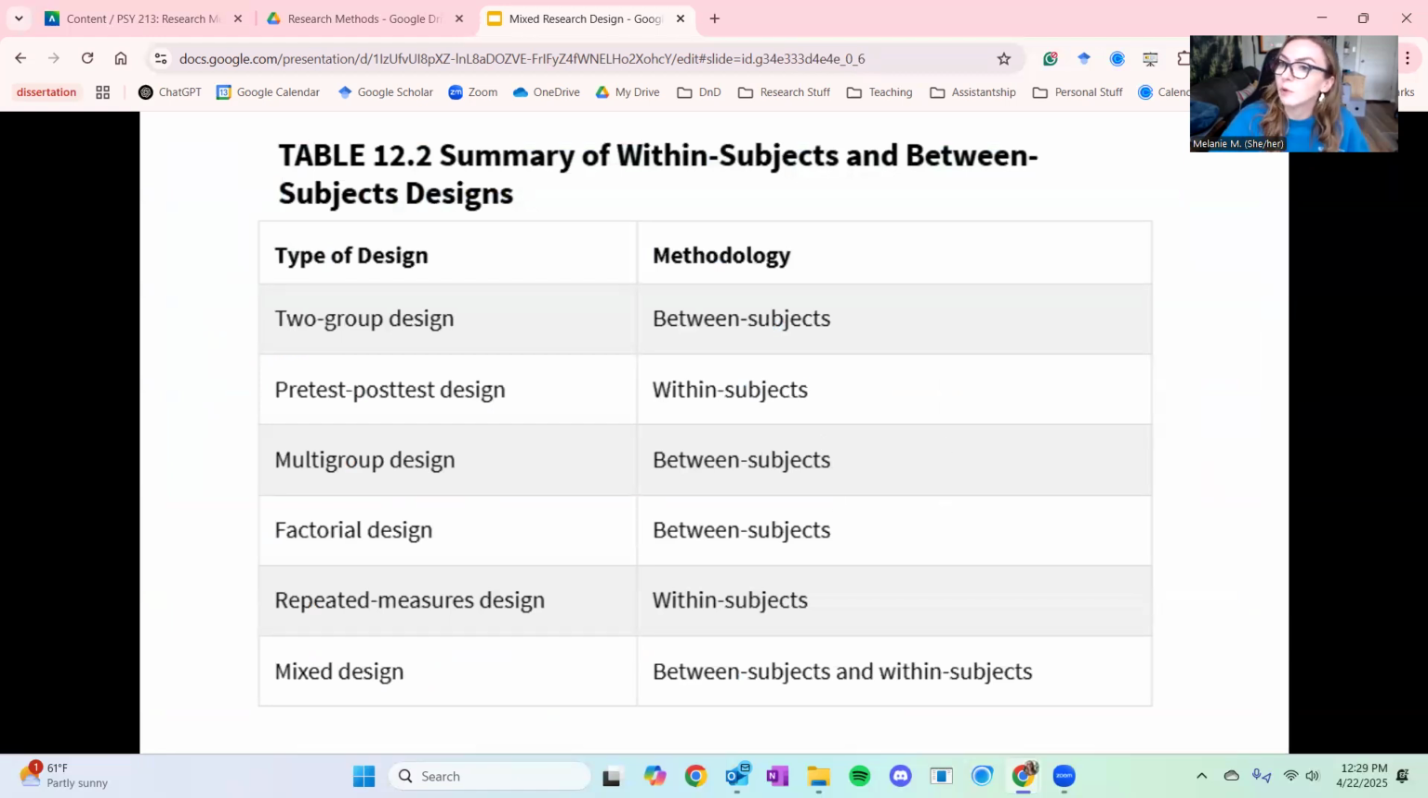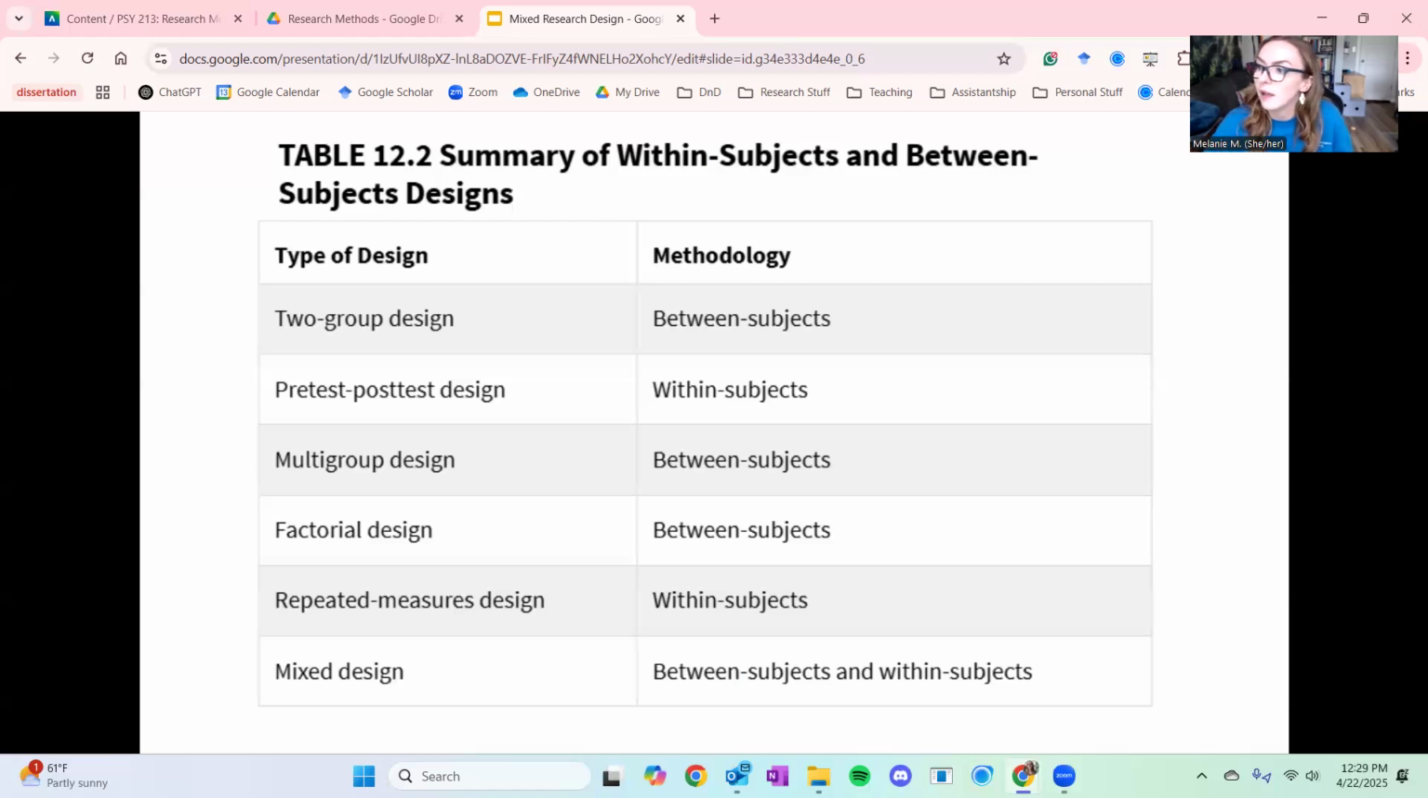So let's walk through this table, which is something I borrowed from your textbook, and talk about the most common type of experimental designs and whether they use that within subject, between subject, or mixed methodology. So starting here at the top, and a lot of this is a recap, just tying it all together, we have the two group design, which is a very simple between subjects setup. So this is where we randomly assign participants to one of only two groups, and each group experiences a different level of that independent variable. So often this is a control group versus a treatment group.